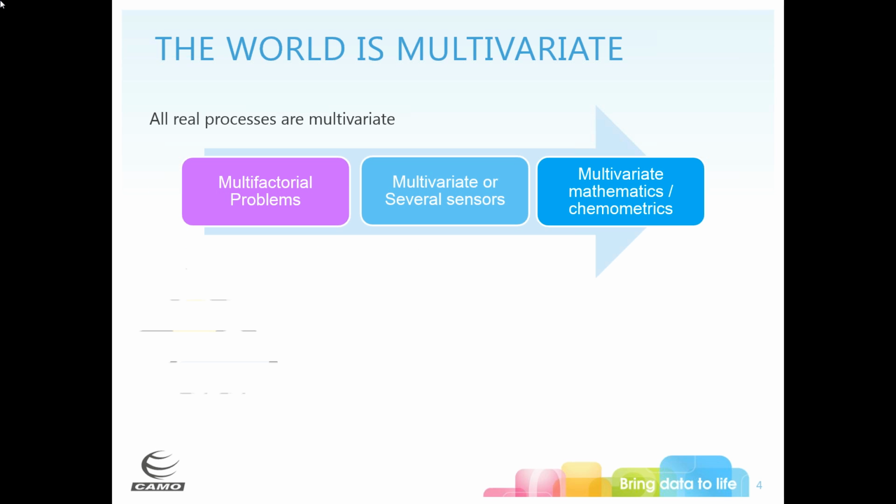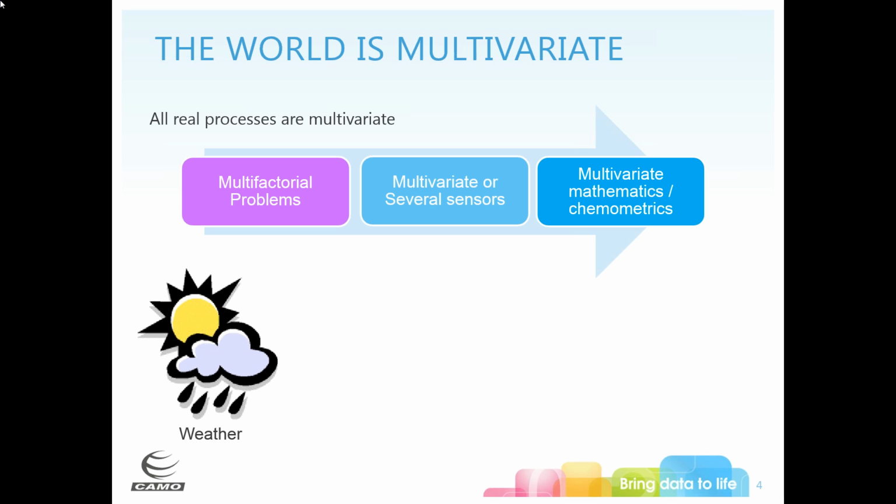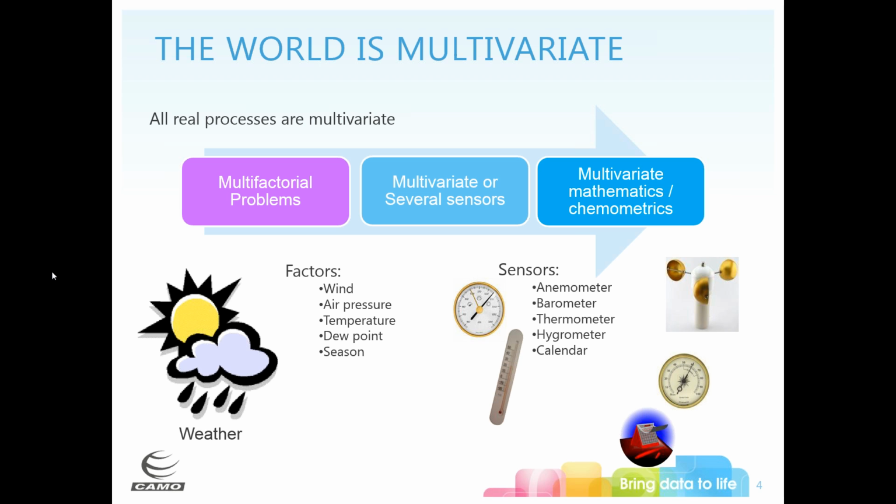All right, so why do we do multivariate analysis? Our world is actually multivariate. We have lots of multifactorial problems, lots of central sensors to measure things. And when you have all this working together, you need multivariate analysis to understand how things are working together to make predictions.